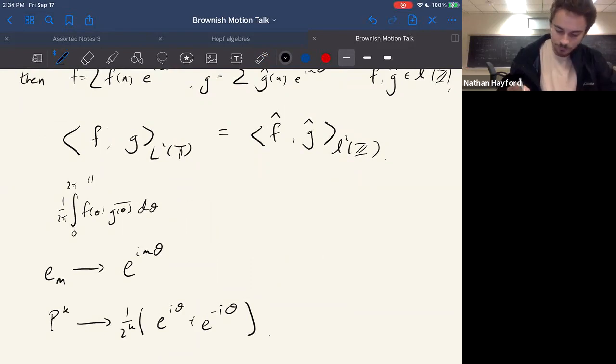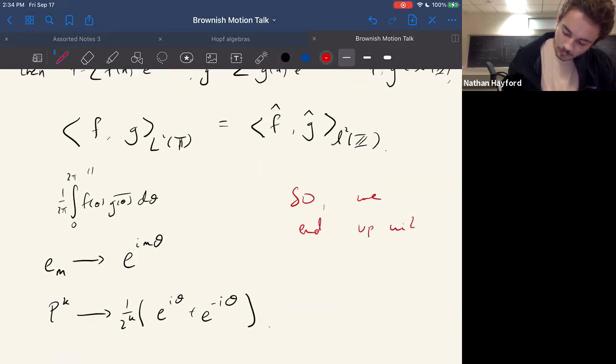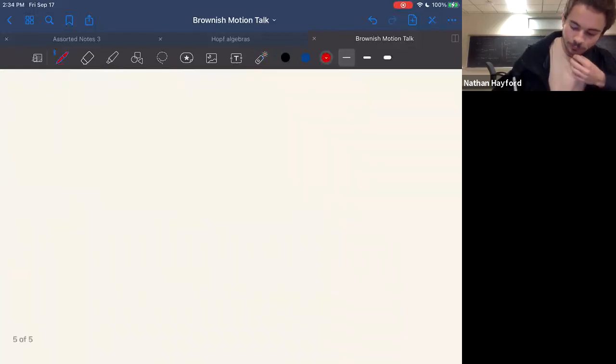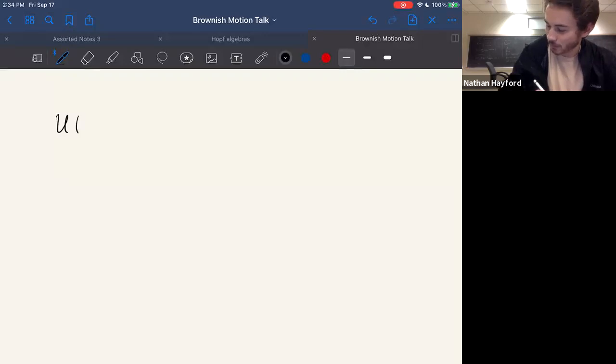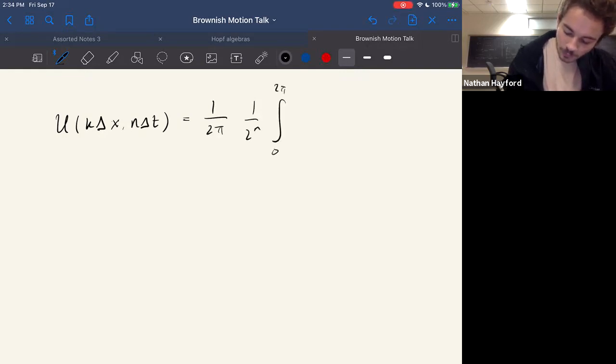So at the end, what integral do we end up with? I'll write it on the next page. So we end with the following formula for u of, and I think I'm going to change what I'm calling variables again, k delta x, n delta t, maybe. It is 1 over 2 pi, 1 over 2 to the n, the integral from 0 to 2 pi. And then I have e to the minus i k theta.